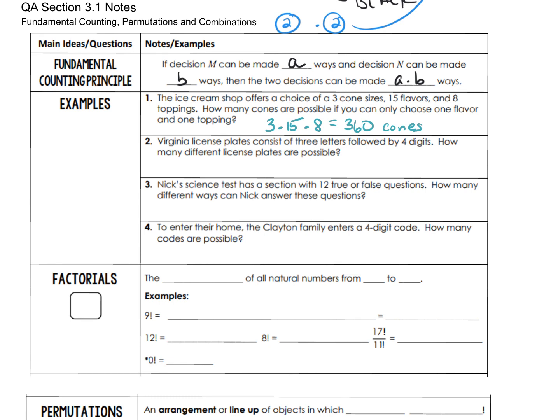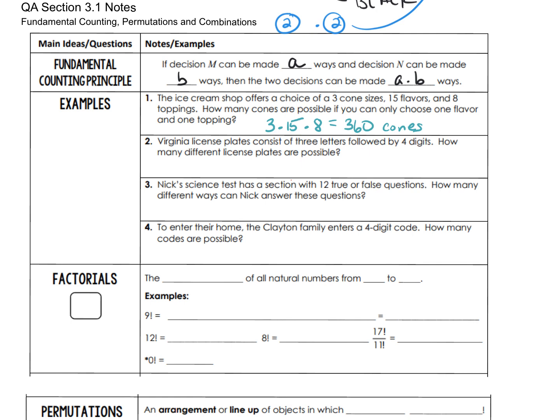The second one says a Virginia license plate consists of 3 letters followed by 4 digits. How many different license plates are possible? Okay. First of all, we have to think about how many letters there are in the alphabet. There are 26 letters in the alphabet, so that's going to be pretty important. And then there are 10 digits: 0, 1, 2, 3, 4, 5, 6, 7, 8, 9.